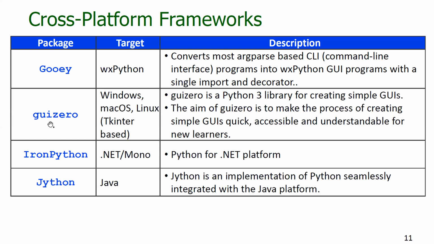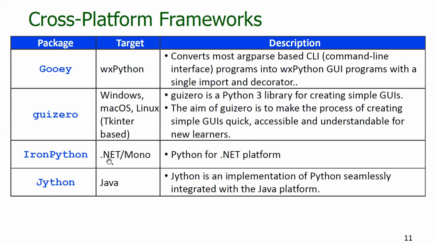The next package is GUI 0, suitable for Windows, Mac OS, Linux, Tkinter based. Here, GUI 0 is a Python 3 library for creating simple graphical user interfaces. The aim of this package is to make the process of creating simple GUIs quick, accessible, and understandable for new learners.